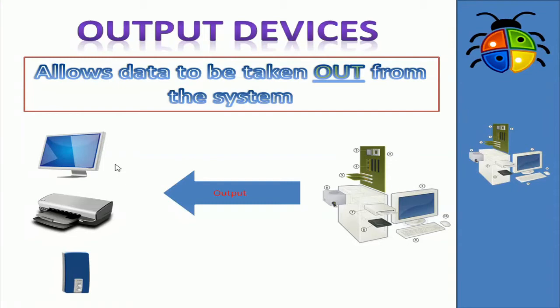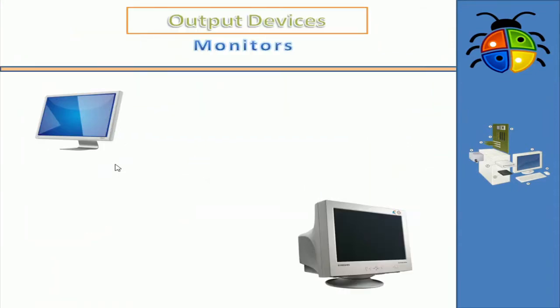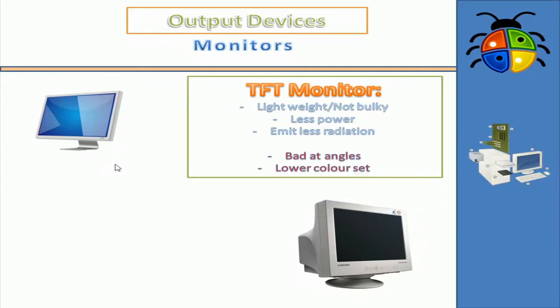So the first set we're going to be looking at are our monitors. We've got two main types of monitor. The first one is a TFT monitor. A TFT monitor is probably what most people are used to these days. These are the flat screen ones as opposed to the bulky ones. So these are really lightweight compared to these. They take less power and they emit less radiation. So that's the good stuff.